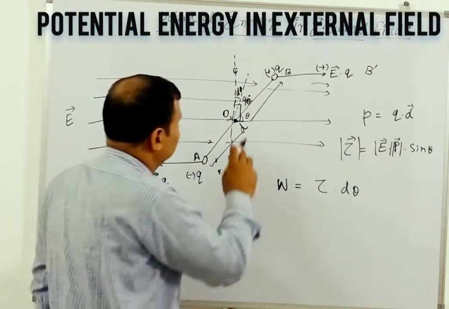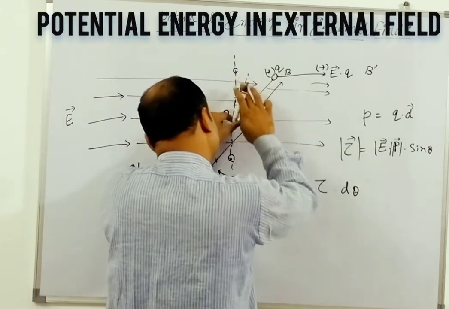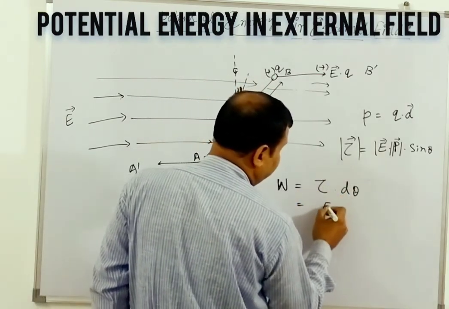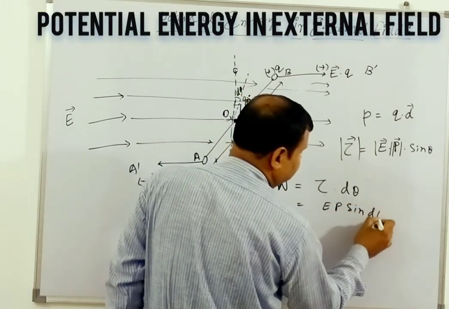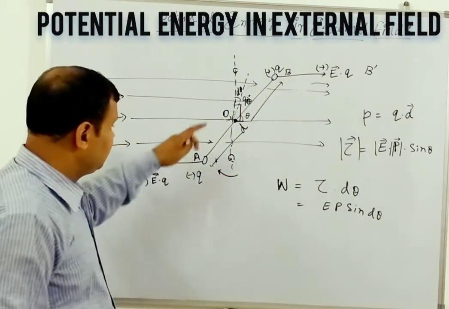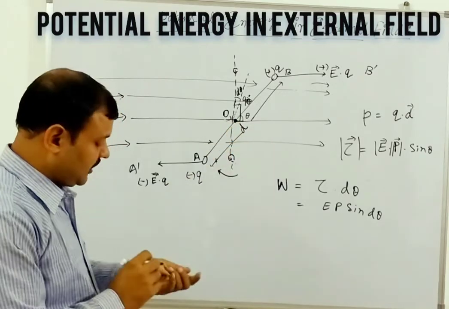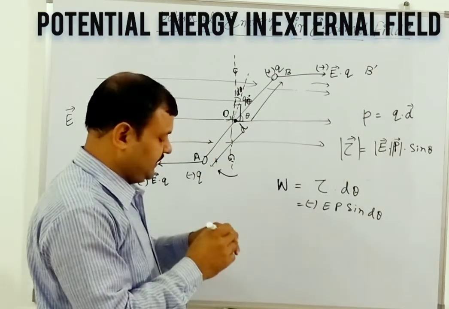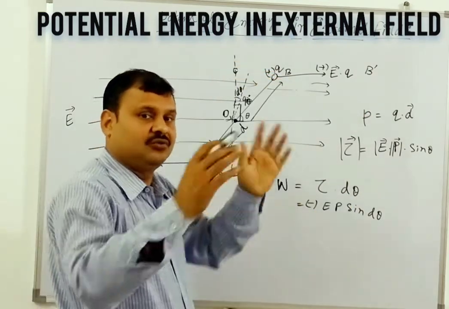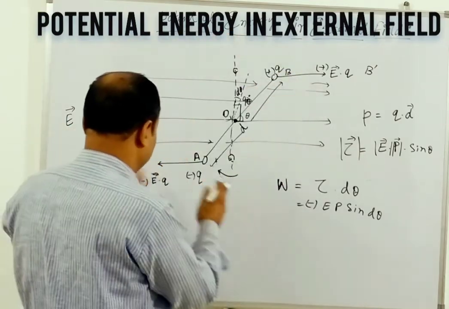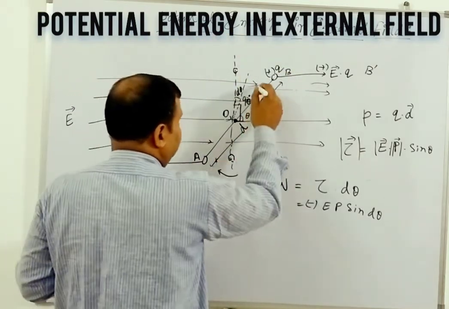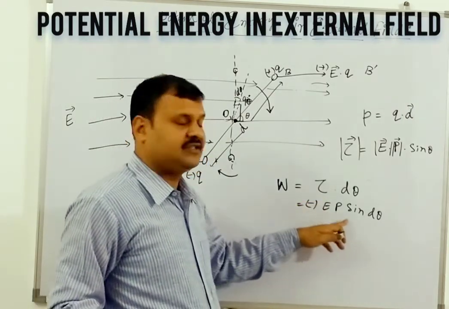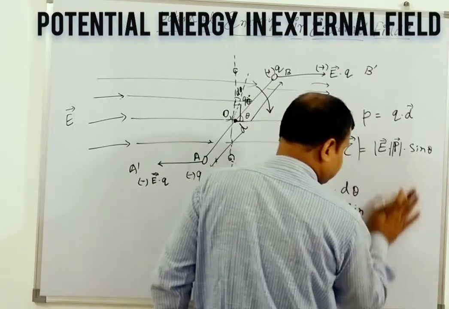Okay, if you want to move this dipole by a very small angle d theta, the torque tau is EP sin theta d theta. Now the torque has done this work negatively, because the electric field itself is doing the work. So tau does not have to do any work. The electric field is pushing and pulling the negative charge and rotating the dipole itself. So the work done due to tau is minus EP sin theta d theta.